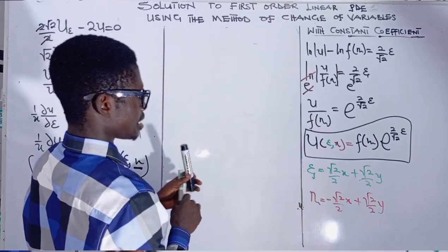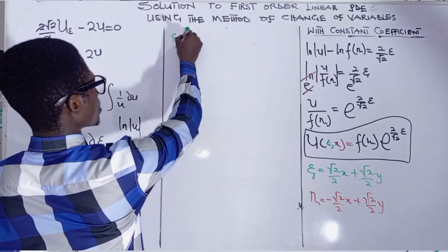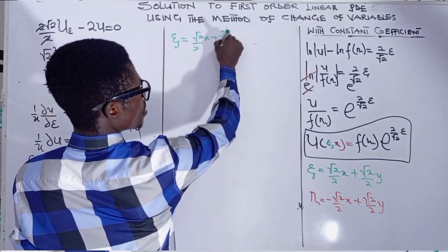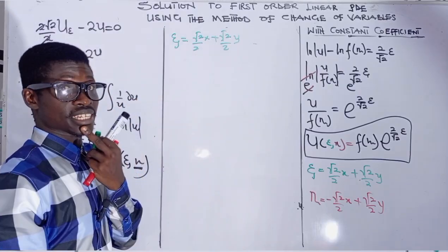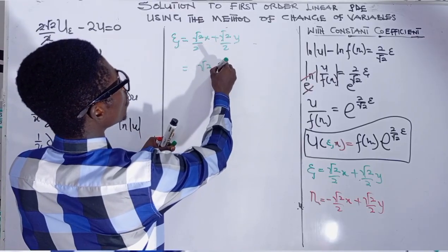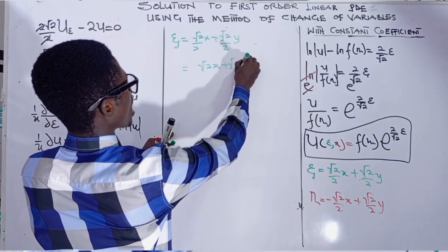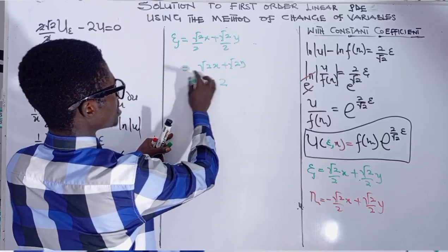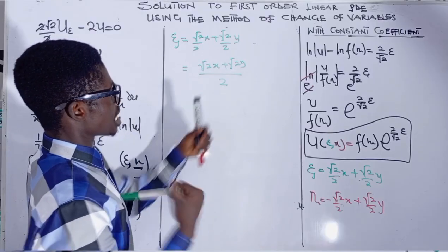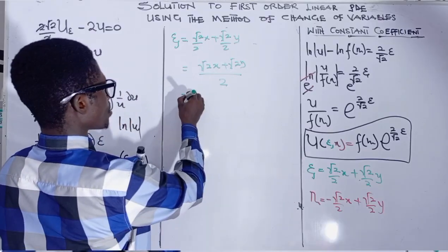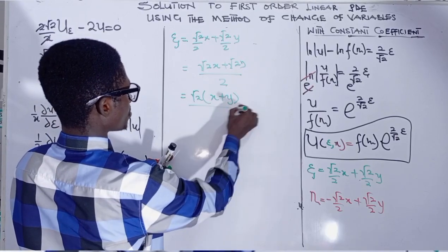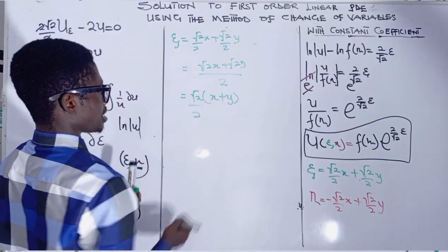So let's start with ξ. So we know that ξ is what? Root 2 over 2 x plus root 2 over 2 y. Now we can simplify this to make it smaller. We can write it as root 2 x plus root 2 y all over 2. Since the denominators are the same, we can write it as that. And since we have root 2 here, we can bring root 2 out. So we have root 2, we are left with x plus y. And all of this is over 2. You can also write it like this.